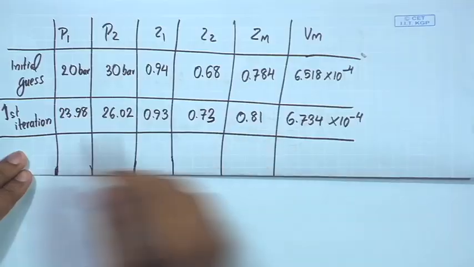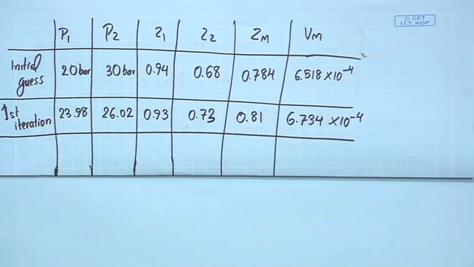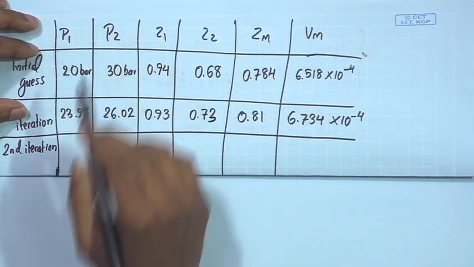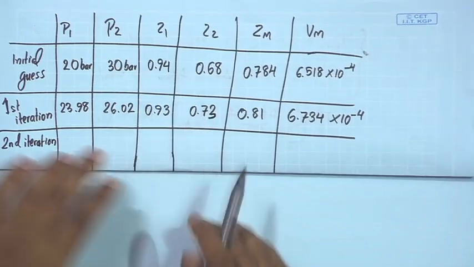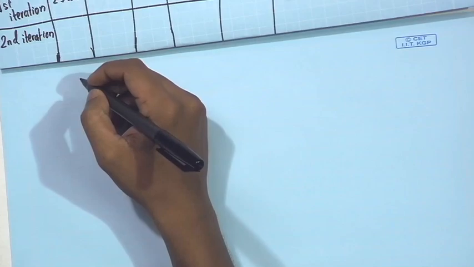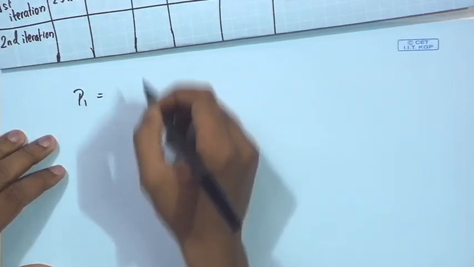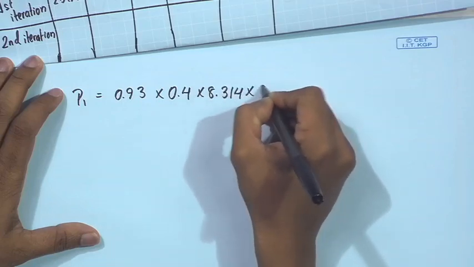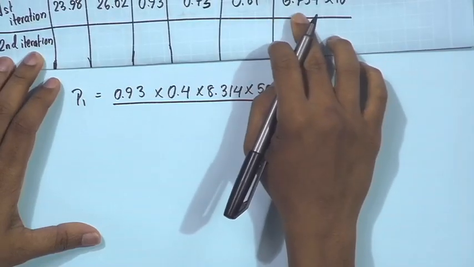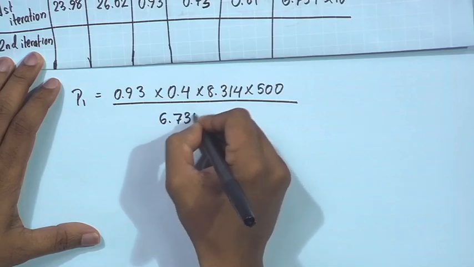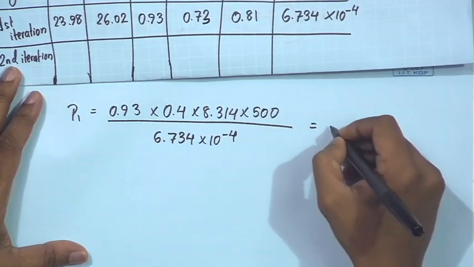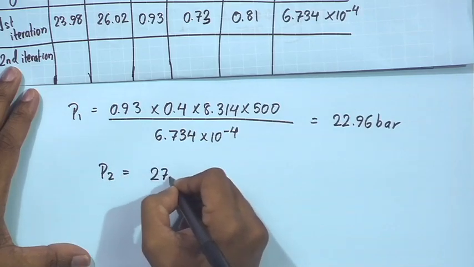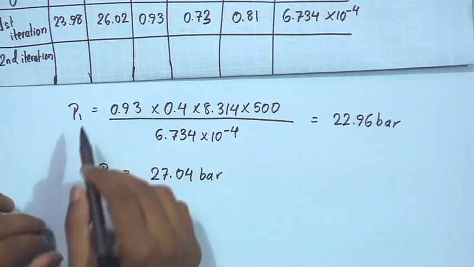Now as we have got the value of Vm after our first iteration, we need to do our second iteration. So we need to calculate P1 and P2 again from the new values of Z1 and Z2. So I am going to do that here. The new value of Z1 is 0.93. And the new value of Vm is 6.734 into 10 raised to minus 4. And we get the new value of P1 as 22.96 bar. Similarly, we get the new value of P2 as 27.04 bar.